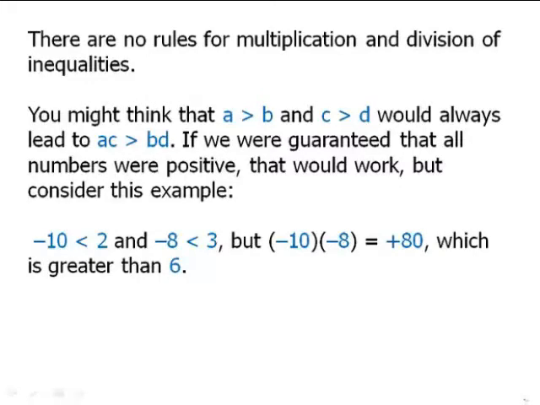If we were guaranteed that all the numbers are positive, then that would work, but consider this example. Negative 10 is clearly less than positive 2, and negative 8 is clearly less than positive 3. But if we multiply, we get negative 8 times negative 10, and negative times negative gives us positive 80, which is greater than 6, 2 times 3, which is 6. So this is an example where multiplying the two quote-unquote smaller numbers, the negative numbers, gives a very large product. And so that's why there are no rules whatsoever for multiplication and division of inequalities.